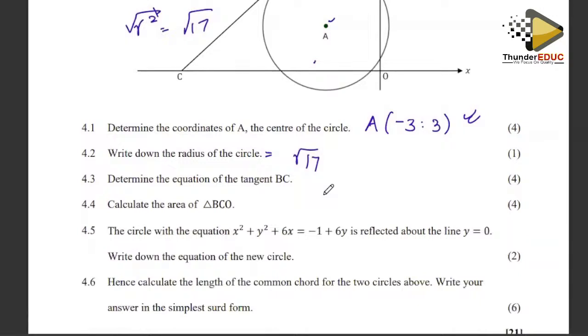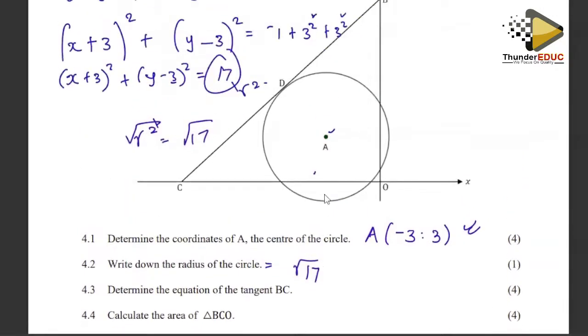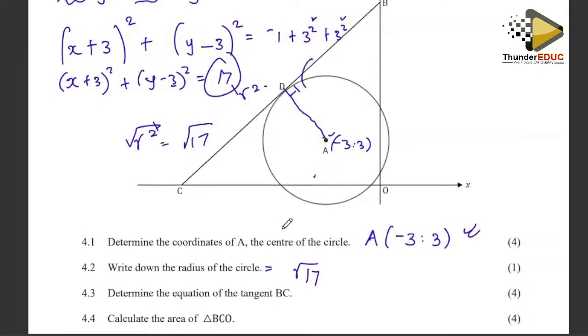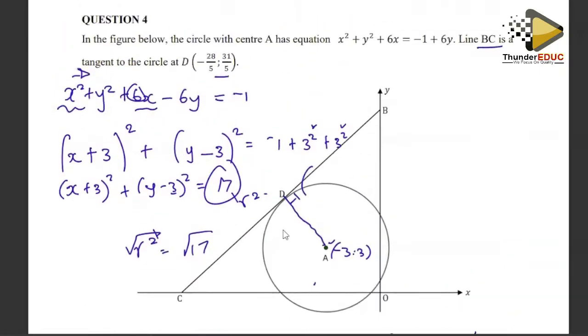All right, then determine the equation of the tangent. Okay, so if this is -3 and 3, we need to draw that sort of a line. We know that the tangent and radius will be perpendicular, okay? We know the coordinates of D to be -28/5 and then 31/5, okay? So let's get the gradient and then multiply it by -1, and then we get our answer.